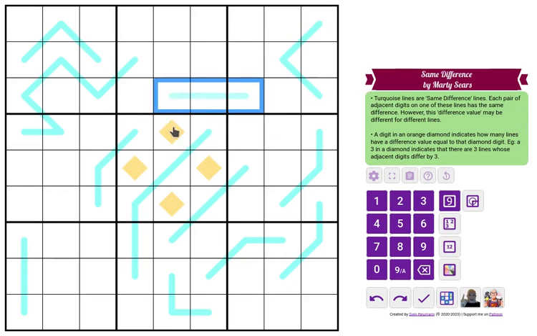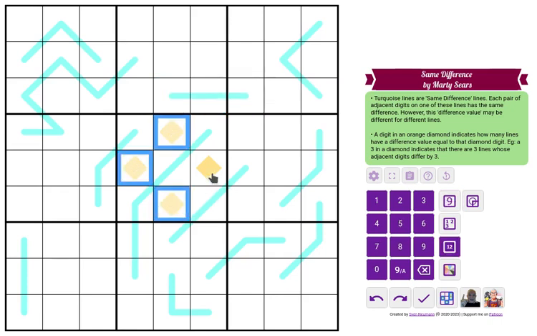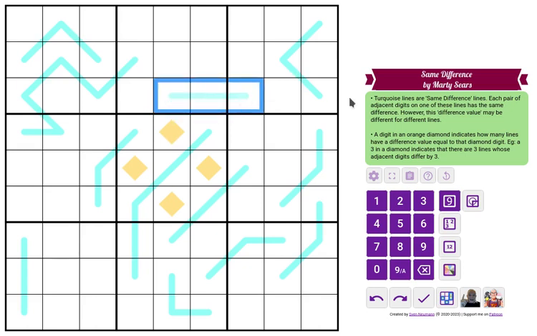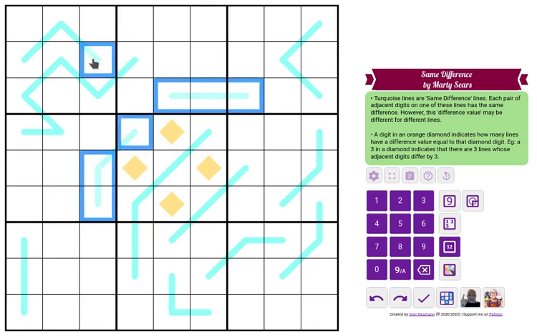And then we have these orange diamonds. A digit in an orange diamond indicates how many lines have a difference value equal to the diamond digit. Here is an example. If there's a 3 in a diamond, it indicates that there are 3 lines whose adjacent digits differ by 3. So if there were a 3 there, we would have 3 lines, let's say this one, and maybe this one, with a difference of 3, but no more.